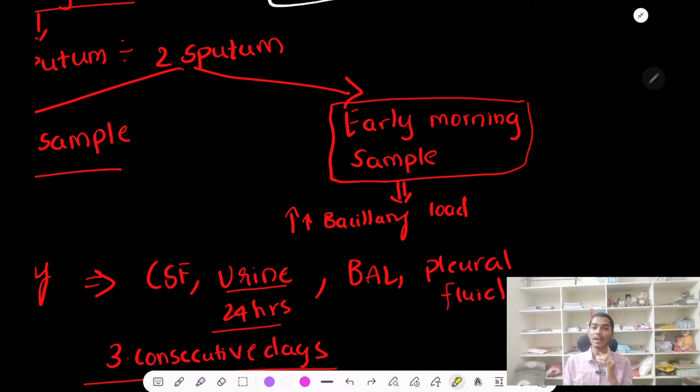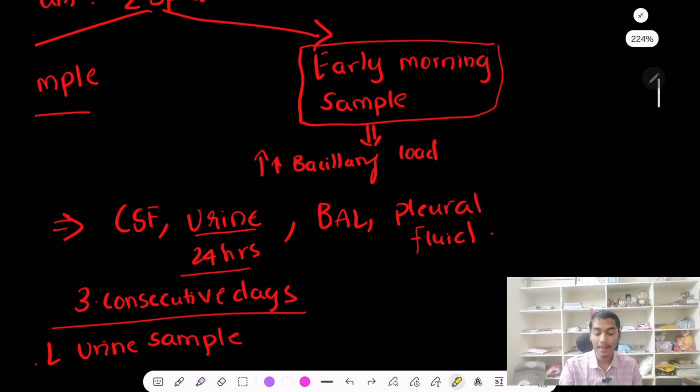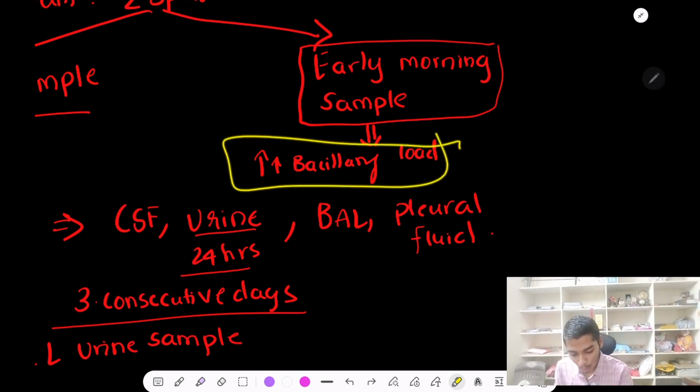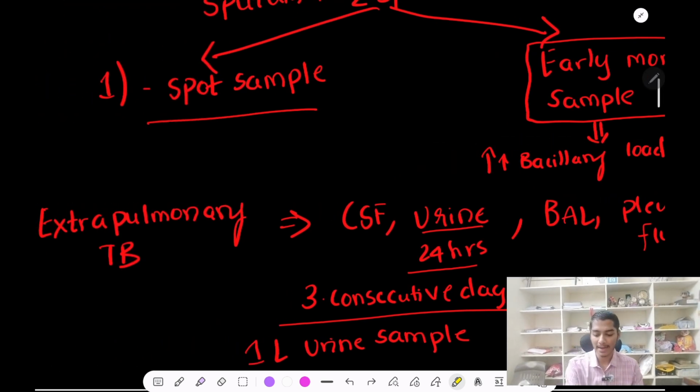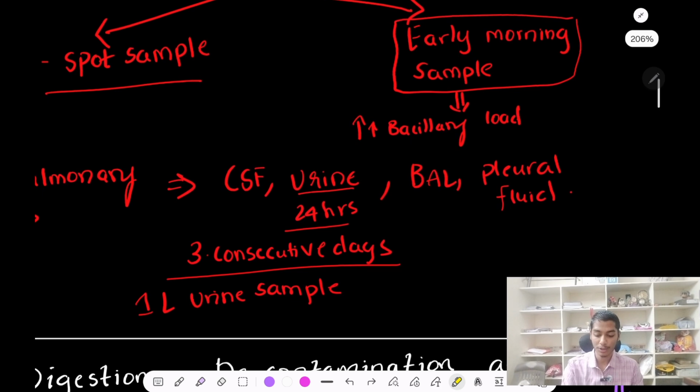Why are we collecting the early morning sample? As we are sleeping overnight, the respiratory secretions will be pooled up and there will be increased bacillary load, so that we can easily detect the bacilli, or the Mycobacterium tuberculosis.